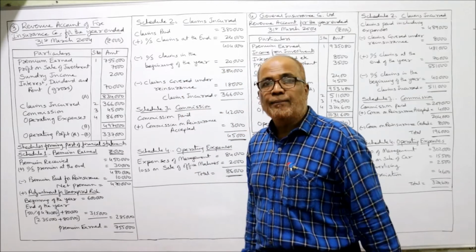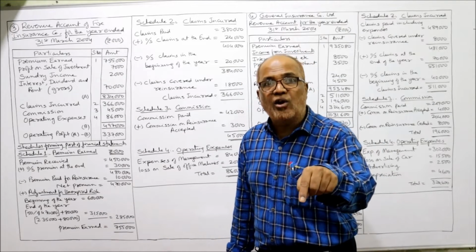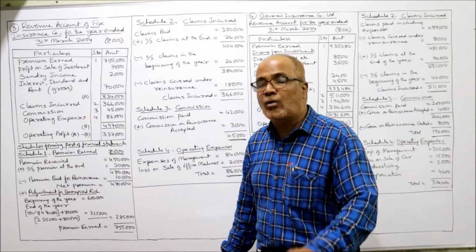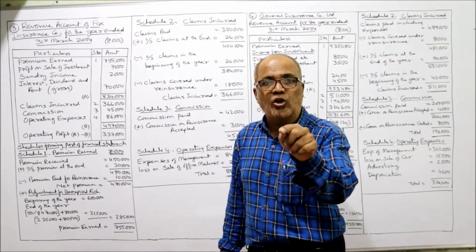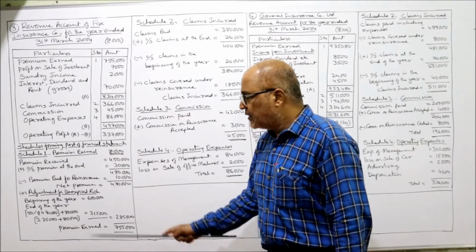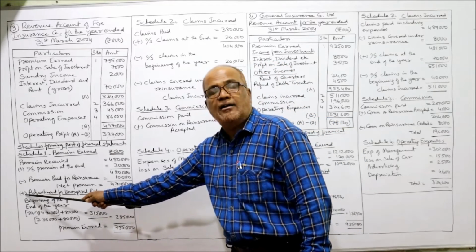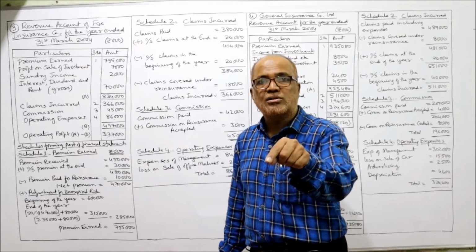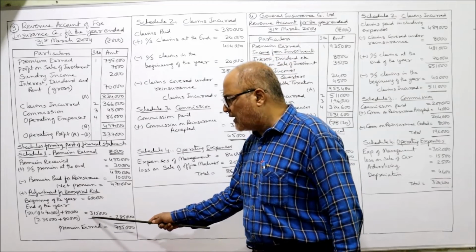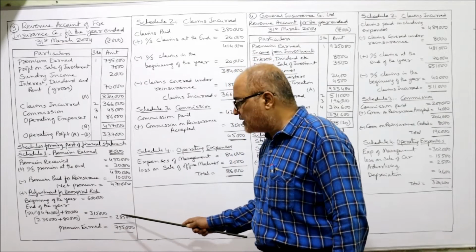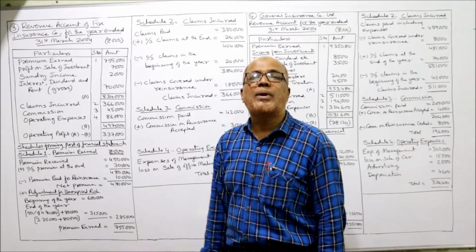So what is the new point here? Beginning of the year reserve was 6 lakh. End of the year, the reserve has come down to 3,15,000. The difference will be added. That is the new point, a very important point. Remember, the difference between these two is 2,85,000. This 2,85,000 should be added, not deducted, because the closing reserve is less. That's why the difference will be added. So 470 plus 285, 7,55,000 premium earned.